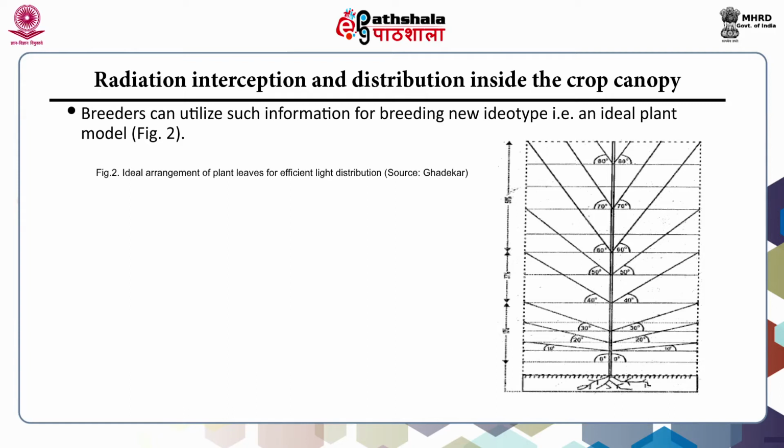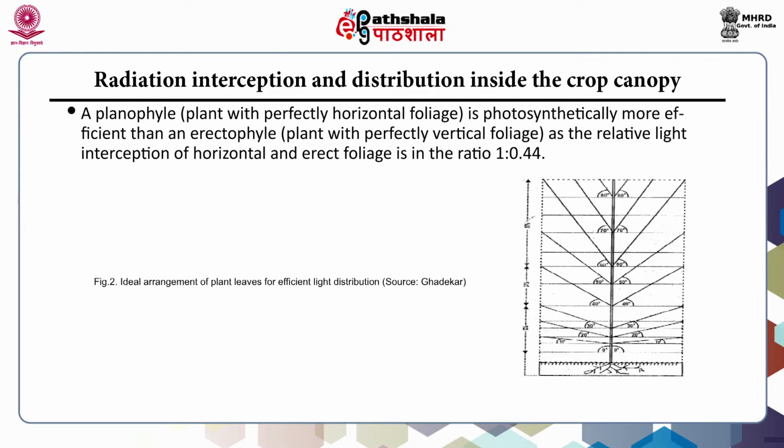You can see in this figure the ideal arrangement of plant leaves for efficient light distribution from 0, 10, 20, 30, 40, 50, 60, 70 and 80 degree, what will be the radiation interception and distribution. A planophile, that is a plant with perfectly horizontal foliage, is photosynthetically more efficient than an erectophile, that is a plant with perfectly vertical foliage, as the relative light interception of horizontal and erect foliage is in the ratio 1:0.44.